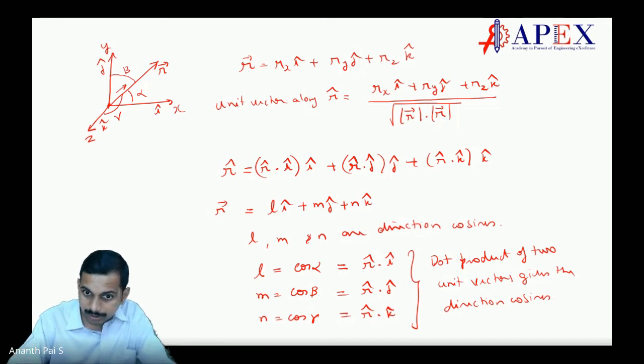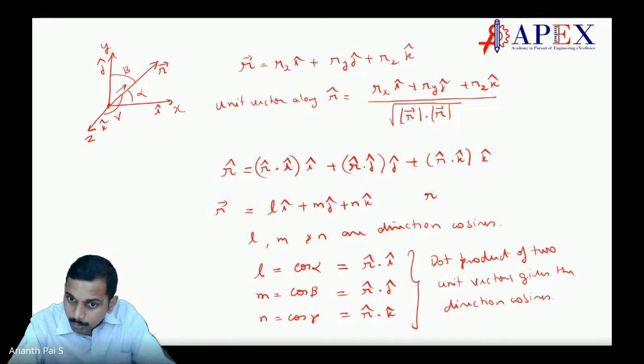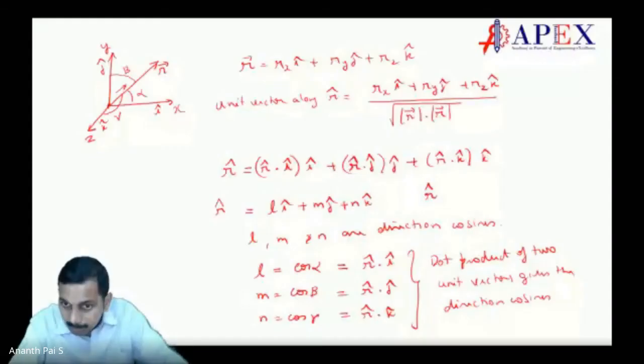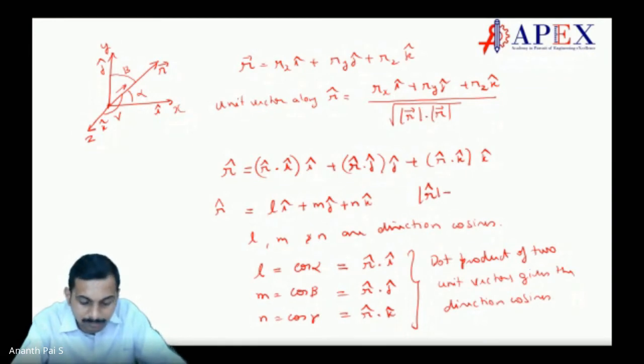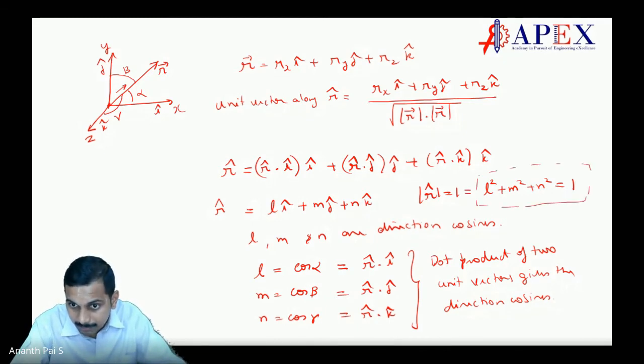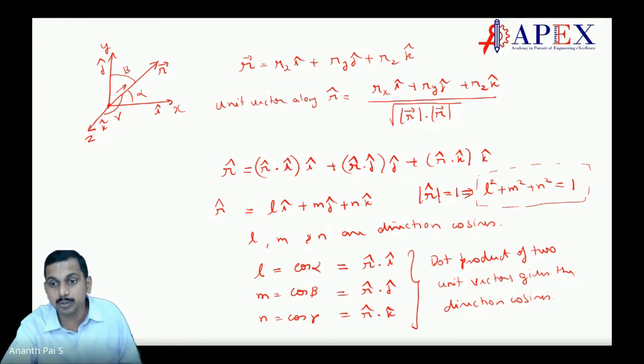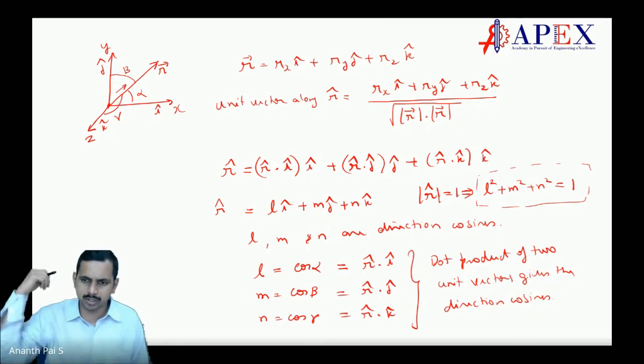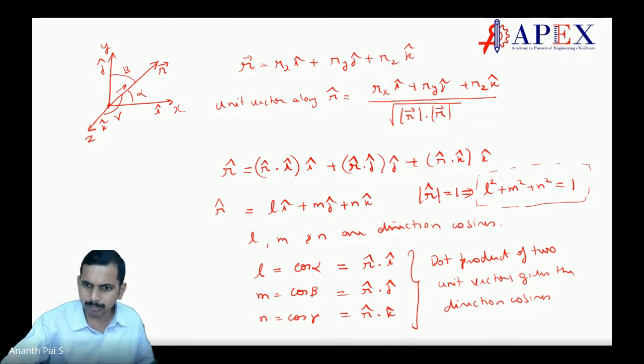And one more point here, the magnitude of the, sorry, this is not R like this, R is cap, unit vector, okay? Magnitude of R cap is always equal to 1. That means L square plus M square plus N square is equal to 1. Very, very important. This you can write later on, students, okay? So since the magnitude of r cap is equal to 1, L square plus m square plus n square is always equal to 1. Once we do a problem, we will understand it better.